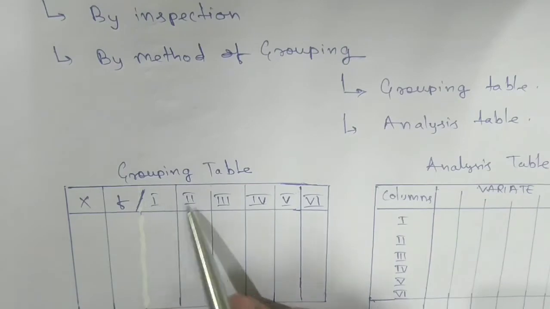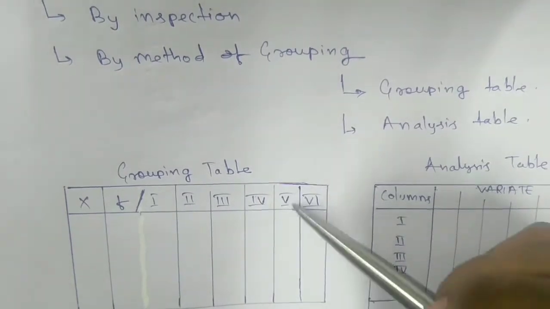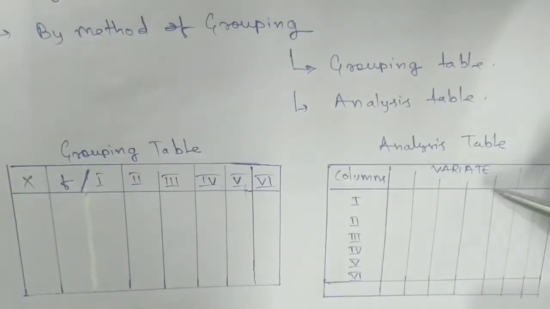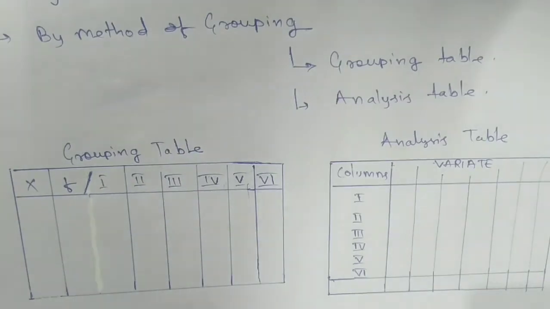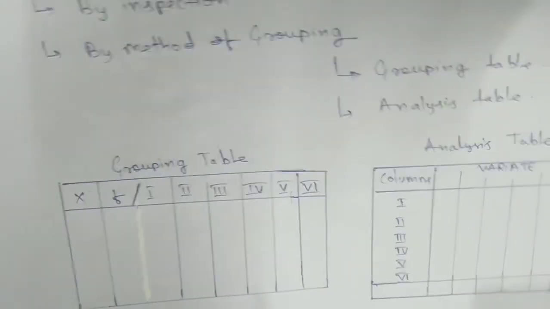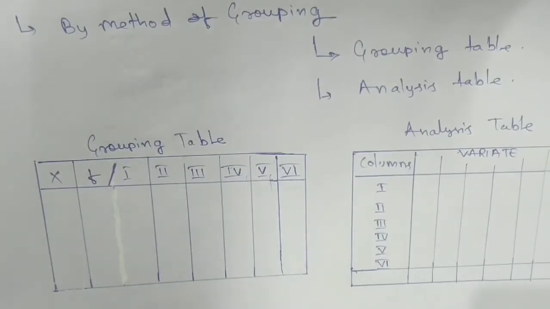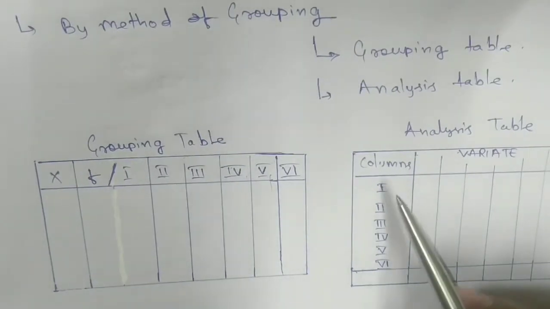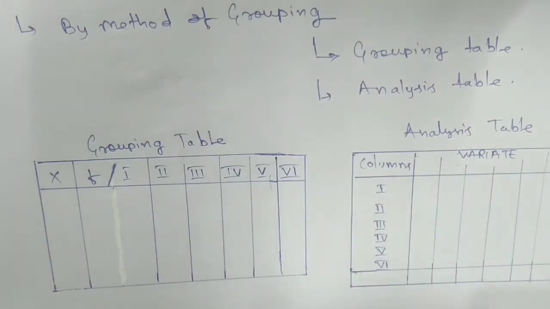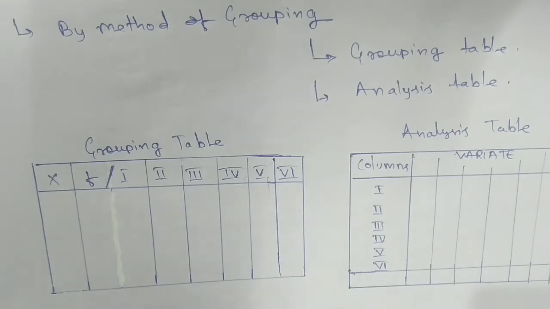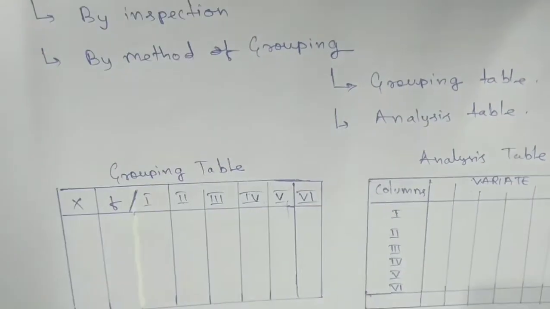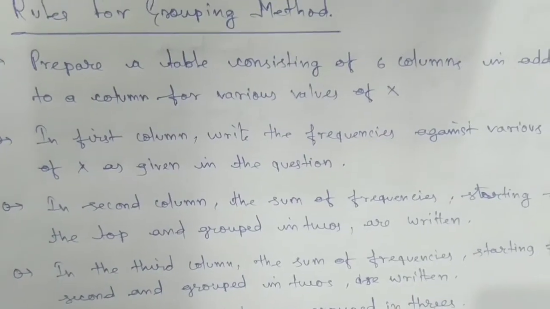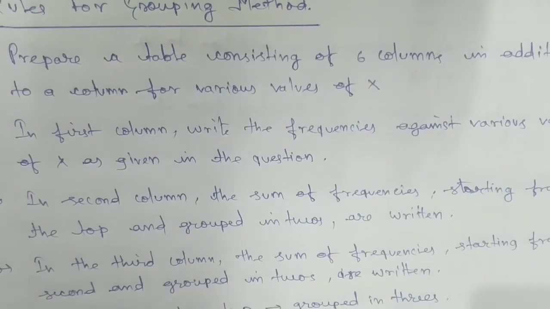In the grouping table we have six columns: 1, 2, 3, 4, 5, 6. And here we have six rows, and these depend on your variate. Variate may be your marks, and this side may be your class interval. We'll see. We have a few rules for grouping. Let's see the rules for grouping; one by one we're going to learn.